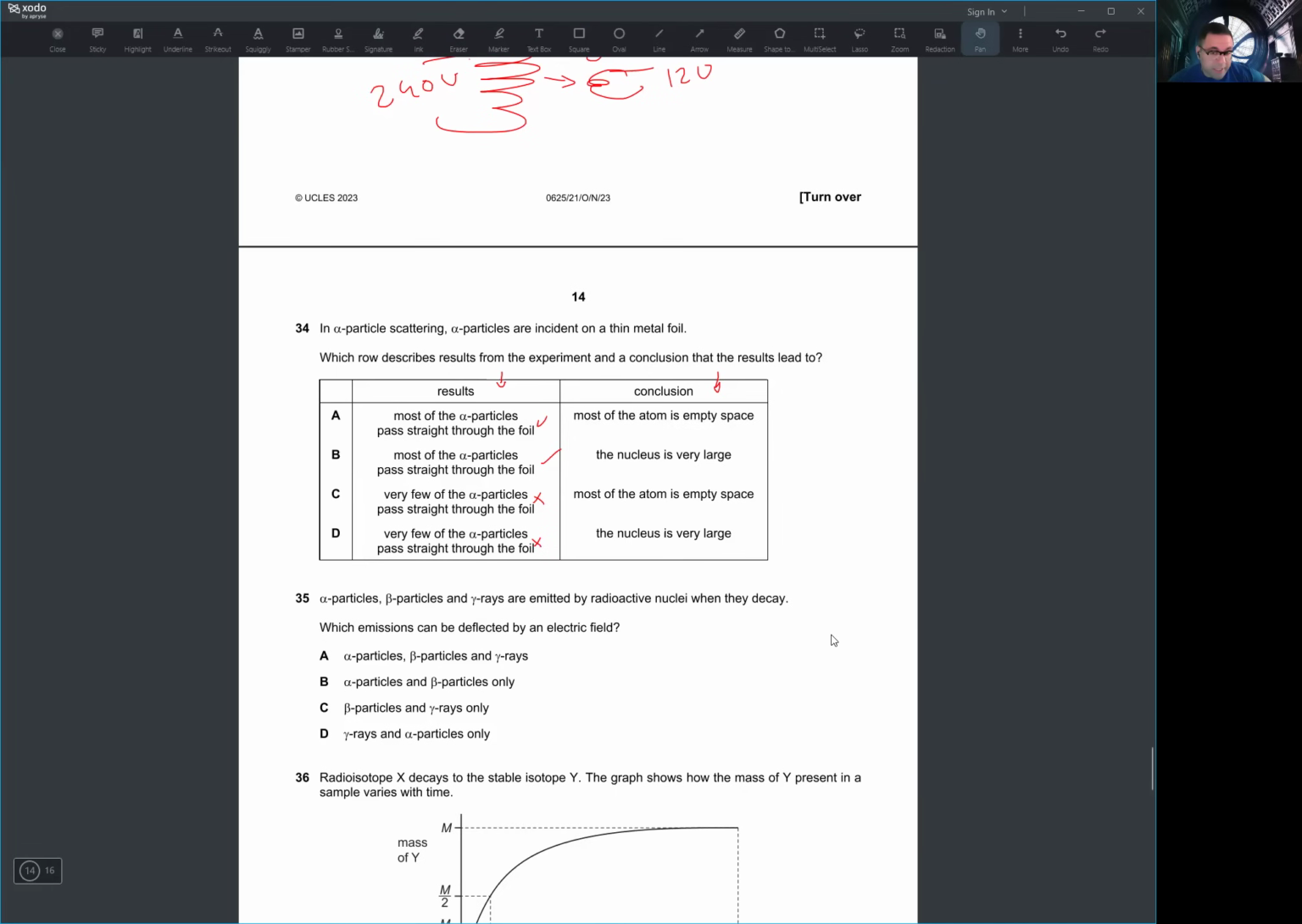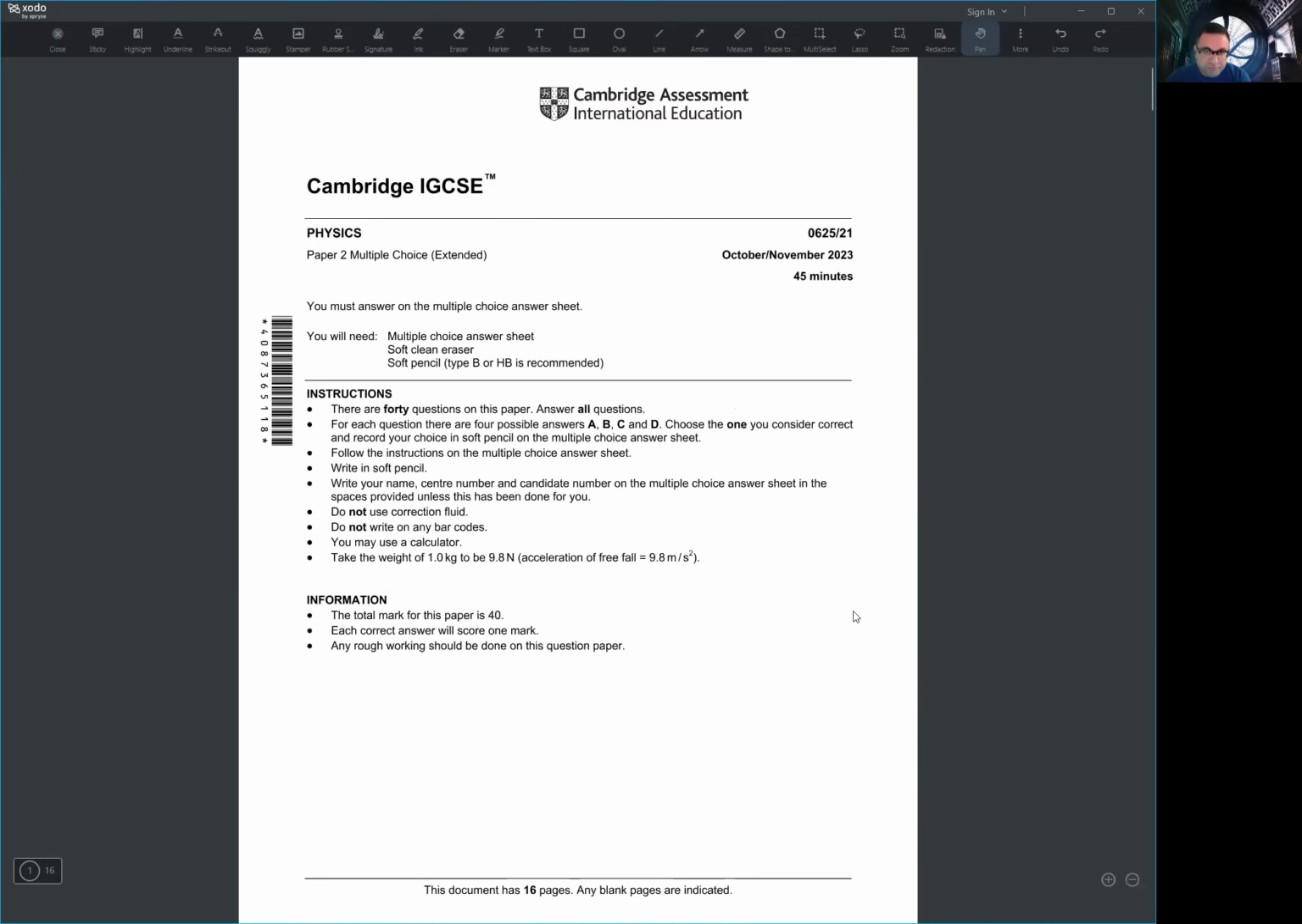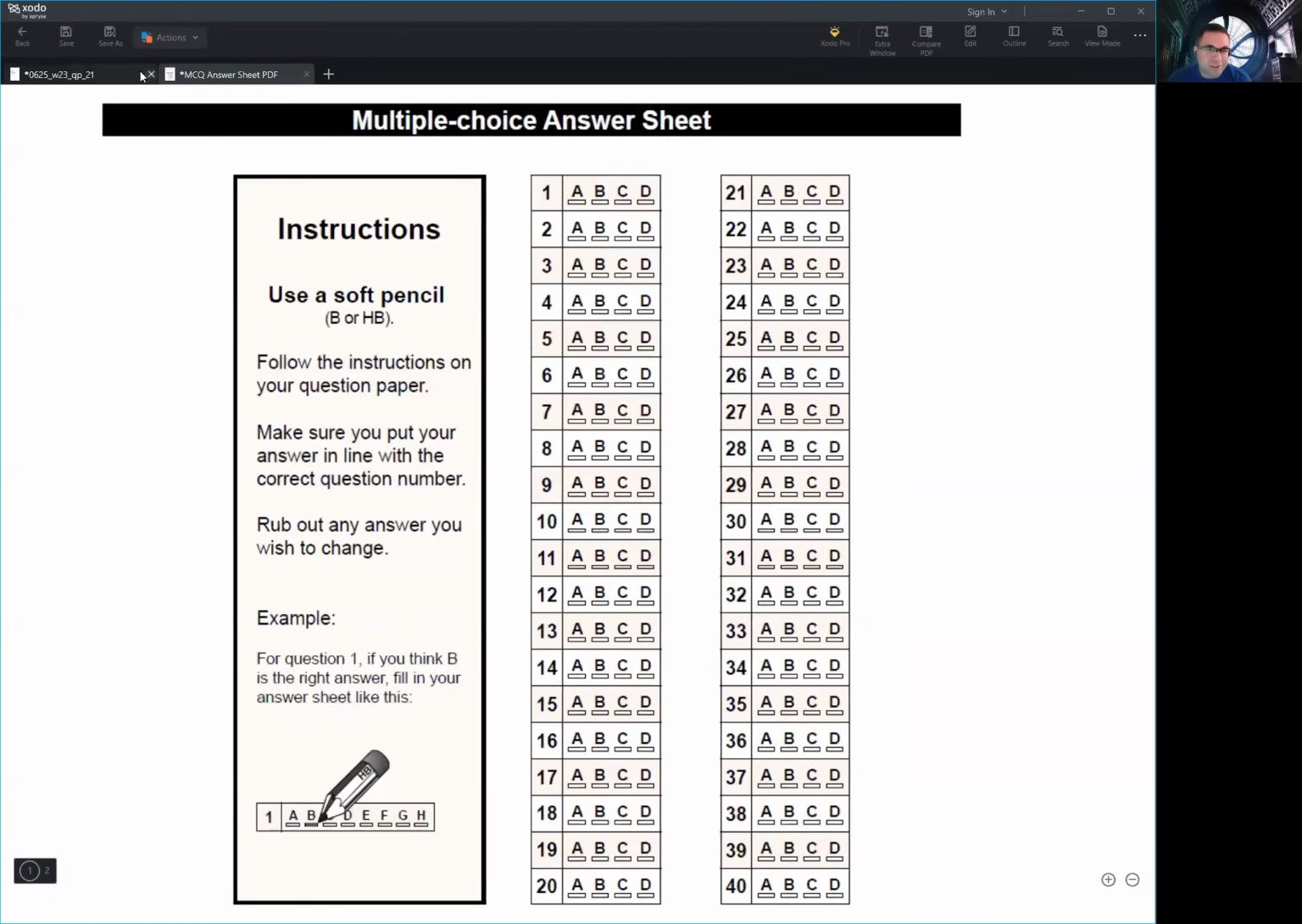Is it okay to draw henna? Absolutely. Why? You can draw and do anything you want in this question paper, because if you haven't noticed, this paper doesn't even have space for your name. Any rough working should be done on this question paper. That's literally part of your instructions, because your answers are all corrected here.